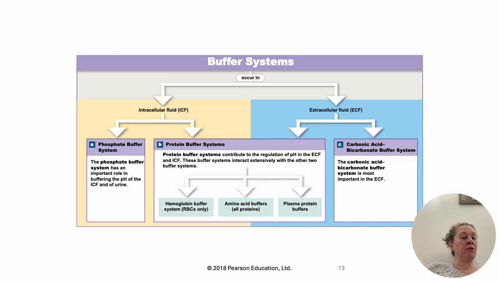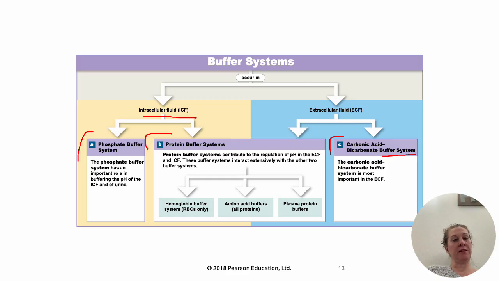So there's three major buffer systems inside the cells or in the intracellular fluid. You have the phosphate buffer system and the protein buffer system. And in the extracellular fluid, you have more of the protein buffers as well as the carbonic acid bicarbonate buffer system that we've talked about before, with the carbon dioxide and water forming carbonic acid when carbonic anhydrase is present, and then dissociating into bicarbonate and hydrogen ions. So that's that system.